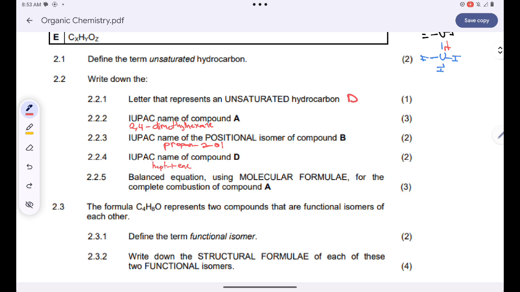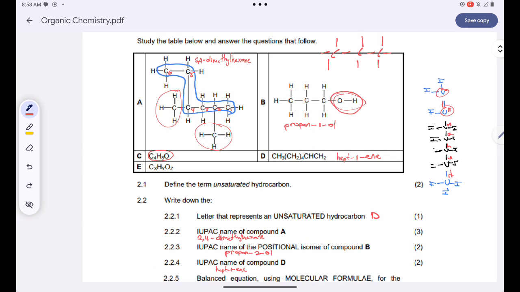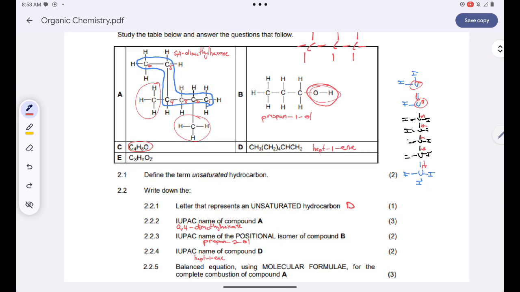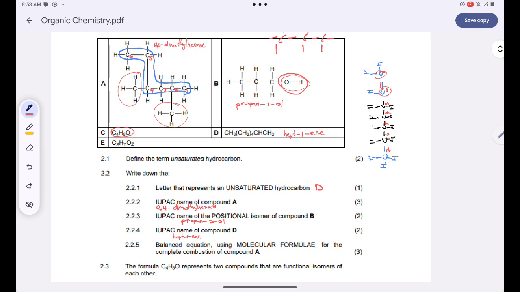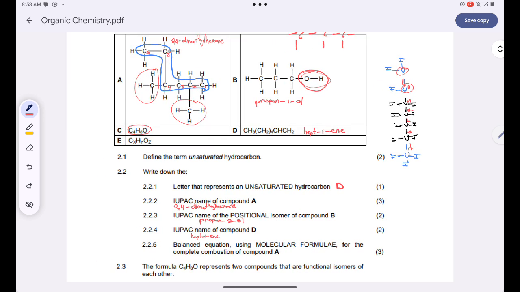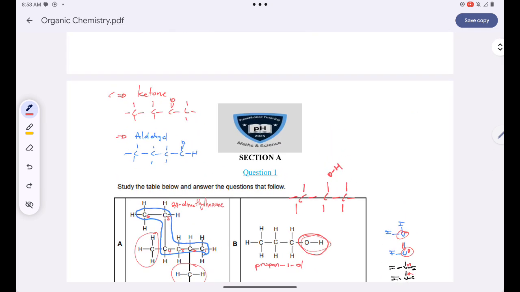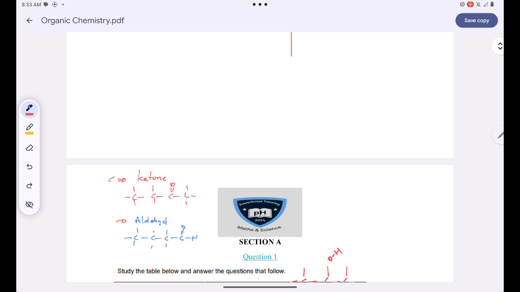2.2.5, balanced equation using molecular formula for the complete combustion of compound A. What is compound A? Compound A is our alkane over there. How many carbons do we have? We have 6 on our parent chain, and then we have 2 carbons from the side chains. So our complete combustion, guys, should be like this. Since we have 8 carbons, we should have 18 hydrogens, right?